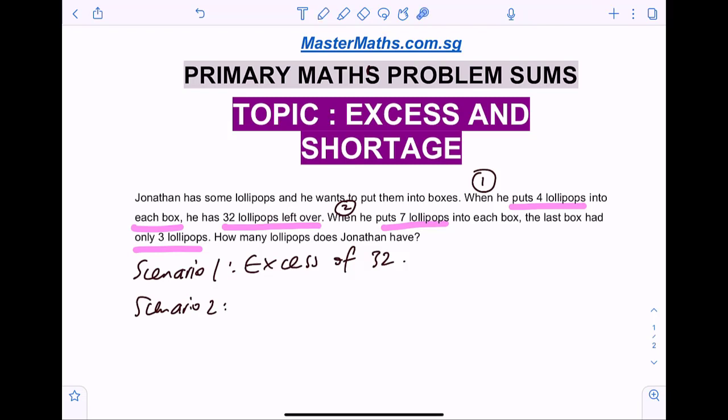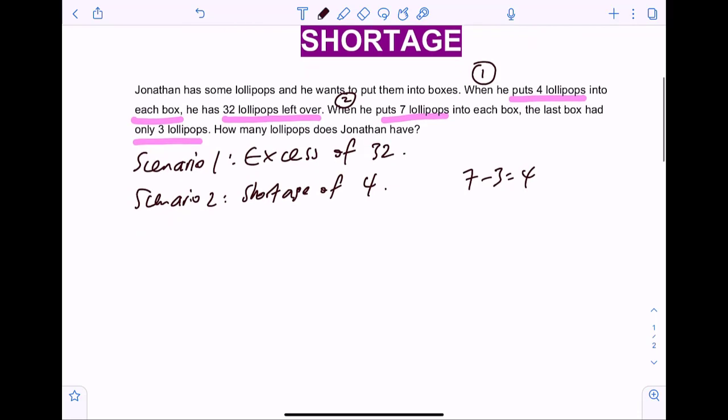And then scenario 2. Okay, when you put 7 lollipops into each box, the last box only had 3. Last box is supposed to also have 7, but it only had 3. So there's actually a shortage. 7 minus 3 equals to 4. So this is a shortage of 4.